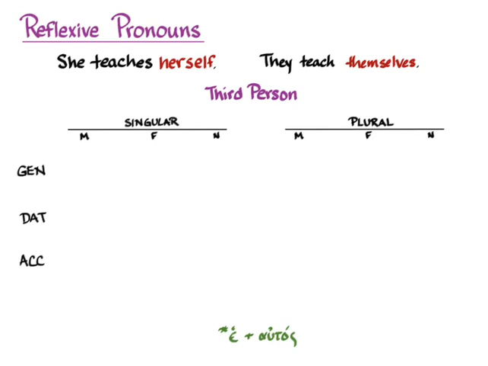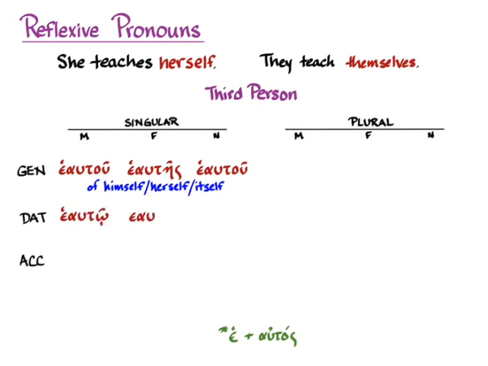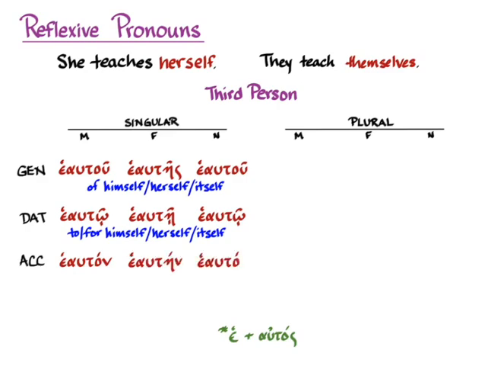So those forms are going to go like this: heautos, heautēs, heautou. In the genitive, of himself, of herself, or of itself. All should agree with the gender of the subject because it's referring back to the subject of the sentence. It's reflexing back to the subject of the sentence. In the dative, that then will be heautō, heautē, heautō, to or for himself, herself, or itself. And then anything in the accusative, you're going to get heauton, heautēn, or heauto, for himself, herself, or itself.